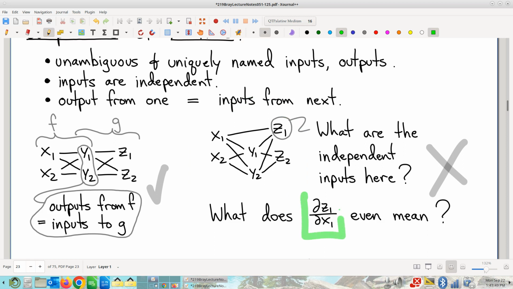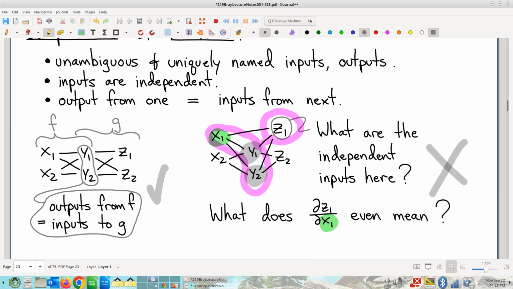what does this even mean? Partial of z1 with respect to x1. Now that does not look like it'd be a hard problem. It would appear that z1 is a function of these three variables, and you'd think that partial with respect to x1 means I'm going to let that be a variable, then I'm going to hold these other two inputs constant. And what's the problem? The problem is that if x1 is a variable and it's allowed to change, and if y1 is a function of this thing that's allowed to change, how can I say this is constant?